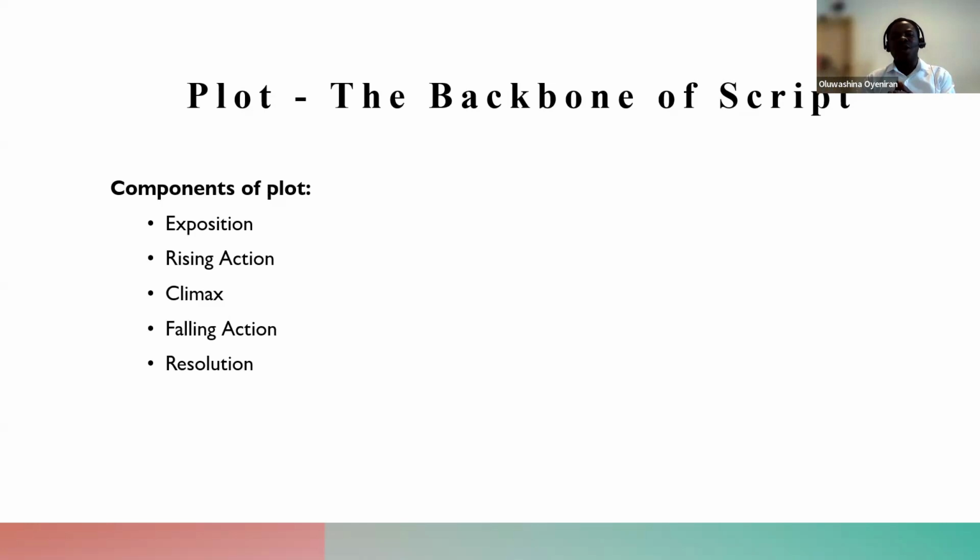And resolution is the conclusion of the whole story, how the conflict was resolved. So this is how you structure your plots.